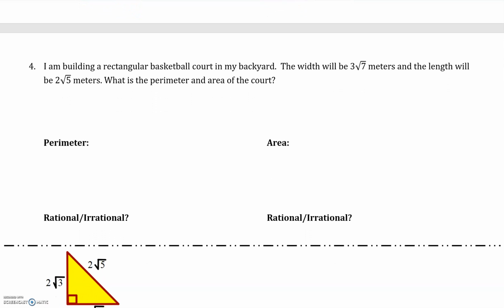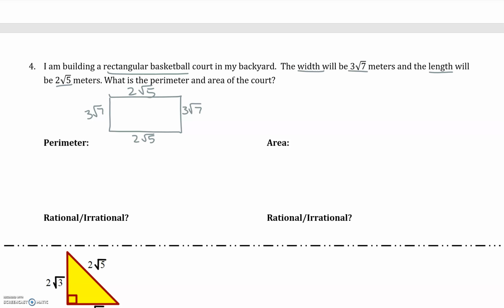All right, on number 4, it says, I'm building a rectangular basketball court in my backyard. Stop. Draw yourself a picture. A rectangular basketball court. That means you're drawing a rectangle. Now, what can we label on it? It says that the width will be 3 square root 7 meters. So 3 square root 7. I'm going to label it on both sides. And then it says that the length will be 2 square root 5. So I'm going to label it on both sides. So now all 4 sides are labeled, and let's find the perimeter.